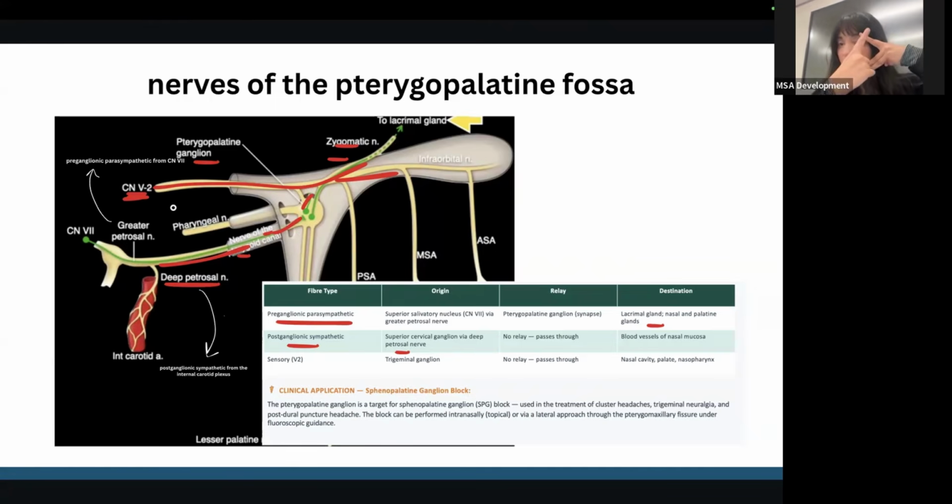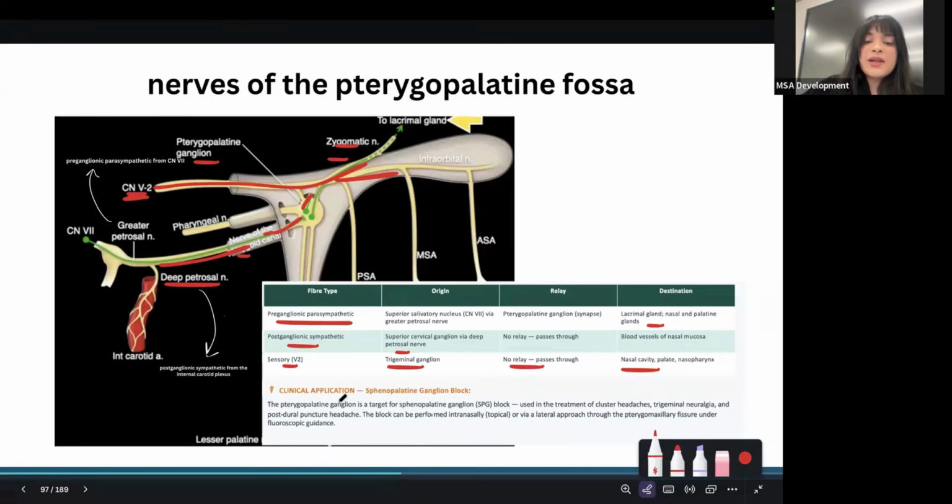So you had the ophthalmic division, you had the maxillary division, and you had the mandibular division. This is for the trigeminal, right? So it's coming V2, trigeminal ganglion, no relay, just passes through and then goes to sensory supply, nasal cavity, the palate, and the nasopharynx. I hope that's very clear.